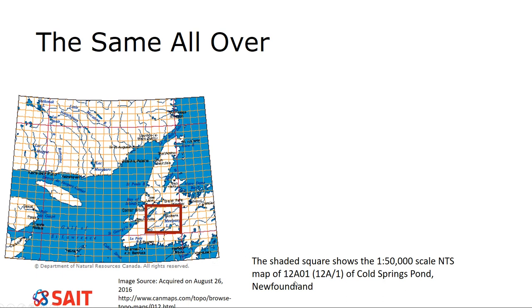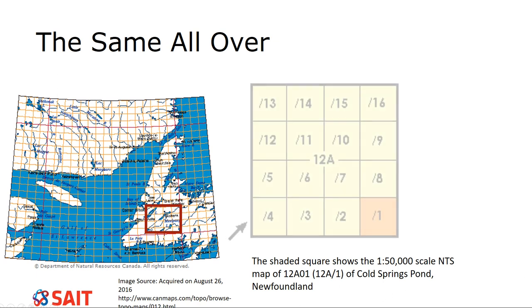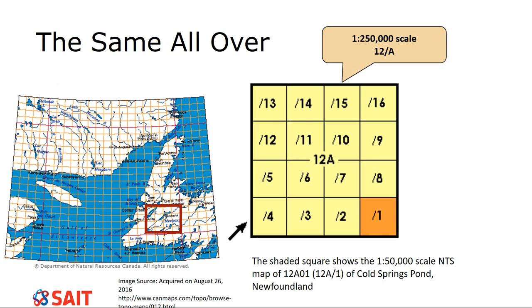So 12 is the quadrangle, 12A is the 1 to 250,000 map, and 01 is the 1 to 50,000 map sheet. Sometimes you will see it written as 12A/1, which just eliminates the zero. The slash means there's a representative zero in there. So here we are, and we can see one is down here, and we've got our map that way. This is an easy way to order maps from anywhere in Canada.